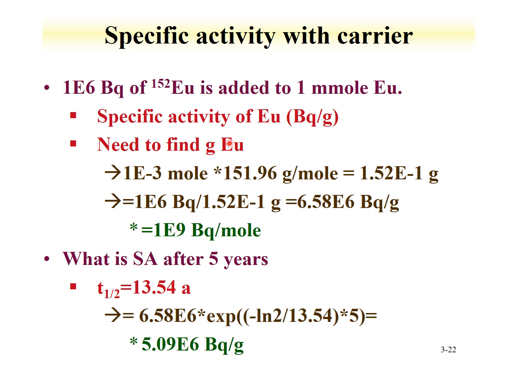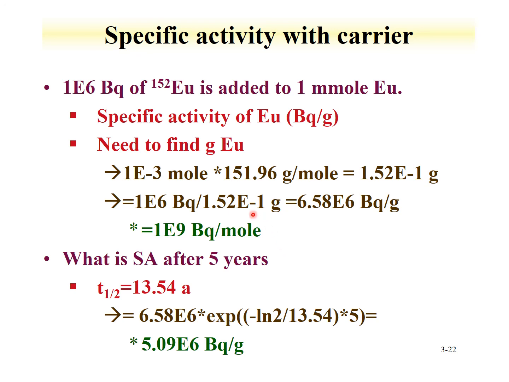So I could get the specific activity of the europium in becquerels per gram. How many grams of europium are present? The mass of the europium-152 I'm adding is insignificant compared to the stable europium. So I have 1 times 10 to the minus 3 moles of europium. This is my molecular weight. I have so many grams. And I put in 1,000,000 becquerels divided by so many grams. I get 6.58 times 10 to the 6 becquerels per gram. So now if I counted a sample and knew the counts, I could use that to determine the grams of europium that I recovered.